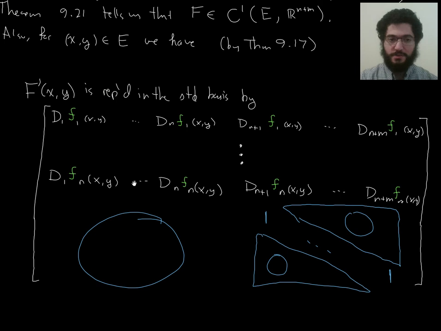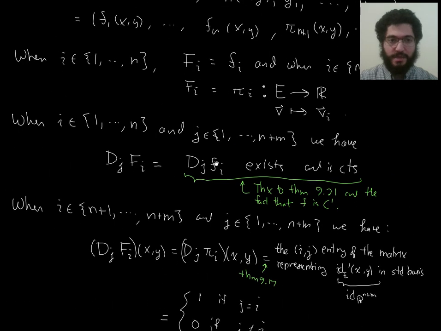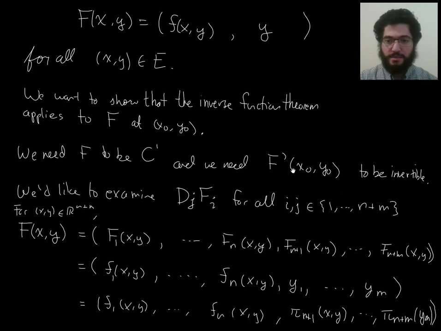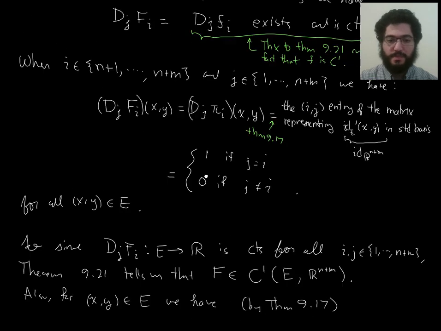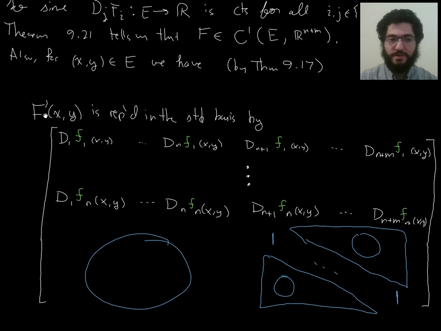Okay, great. So we have proven that capital F is C1, and next we're interested in arguing that the derivative of capital F at x naught y naught is invertible. And now we have a nice way of looking at and thinking about the derivative of capital F at any xy. It looks like this.